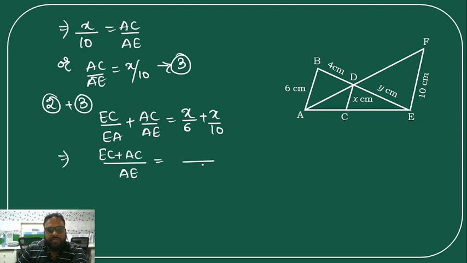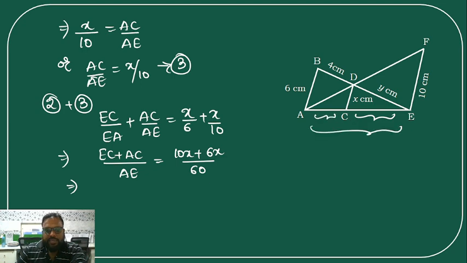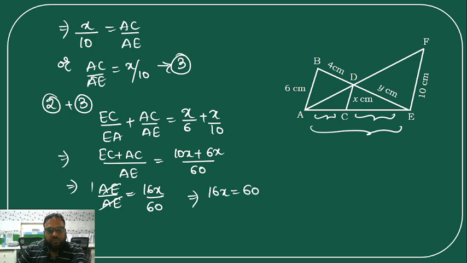So EC plus AC over AE is equal to, here the denominator will be 60 and the numerator becomes 10x plus 6x. EC plus AC, if I add, I will get the complete AE. So AE by AE is equal to 16x by 60. This gets cancelled, I am left with 1. So 16x is equal to 60. From this, x is equal to 60 by 16, which is 3.75.